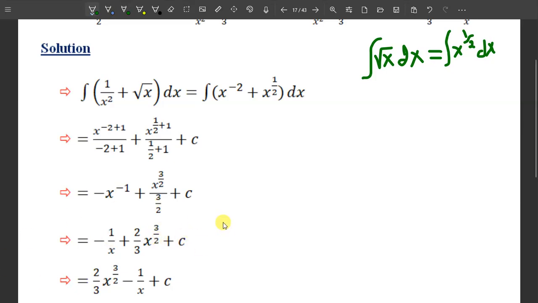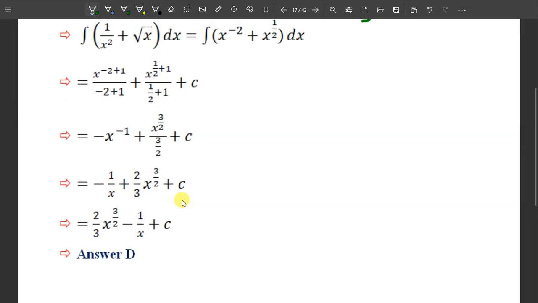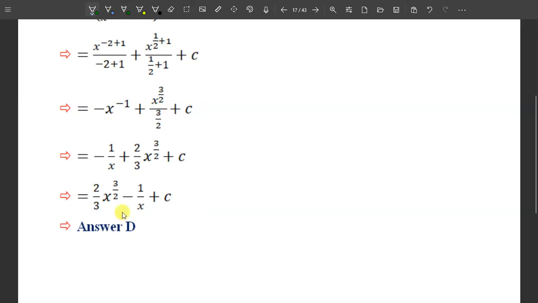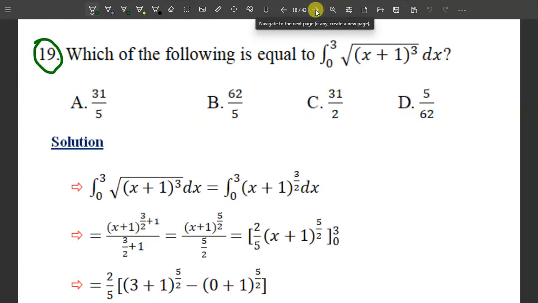We can rearrange this one. Since addition is commutative, we can rewrite this expression as 2 over 3 x to the power of 3 over 2 minus 1 over x plus c. Then check our answer, which is equal to that one. This one is not, and therefore D is the right answer. As you can see, our answer is D. Now let us see the final question.